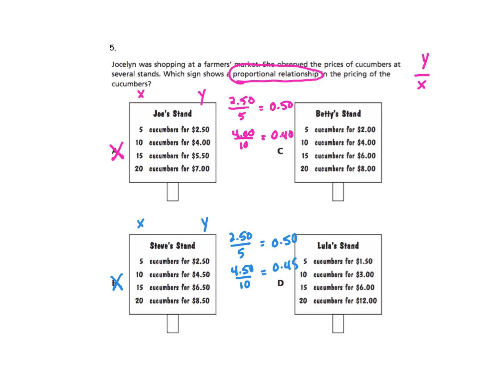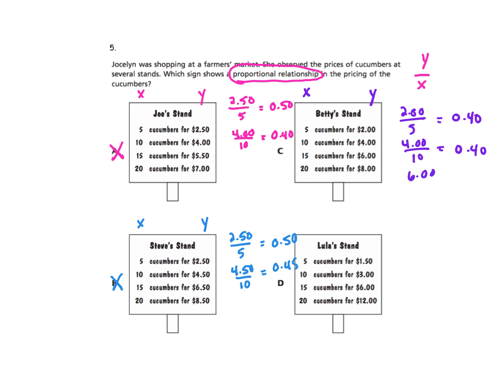At Betty's stand, letter C, we're going to start with the dollar amount. This is the y column. This will be the x column. And we're going to take $2 and divide it by 5. And that would give us 40 cents per cucumber, the unit rate. Now we're going to go into $4 and divide it by 10. Oh, and this is 40 cents per cucumber. So this is looking good.